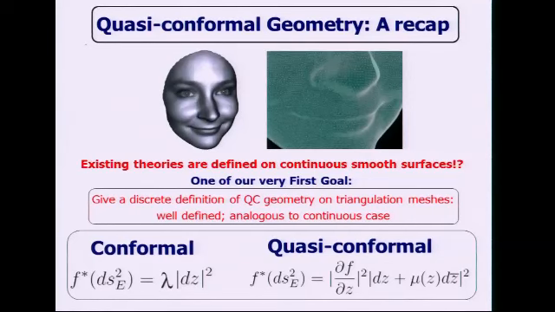Just to recap, under conformal mapping, the matrix representation is as follows. The pullback matrix is equal to the background matrix up to a scalar multiplication of the conformal factor lambda. But under quasi-conformal mapping, the pullback matrix is equal to some scalar multiplied by the distorted matrix, and the distortion is given by this Beltrami coefficient mu. It turns out that we are going to use this matrix representation to define the quasi-conformal geometry on discrete triangulation meshes.